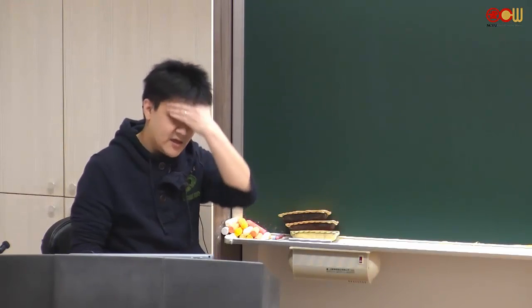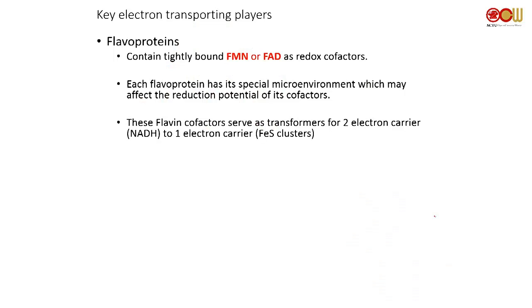All right? Now, here I'm going to introduce a couple of key electron transporting players, the key electron mediating species. We have flavoproteins. Flavoproteins are those proteins that bind tightly to FMN and FAD. We have seen some of those before, where they have an FAD in their enzyme that can do electron passing reactions.